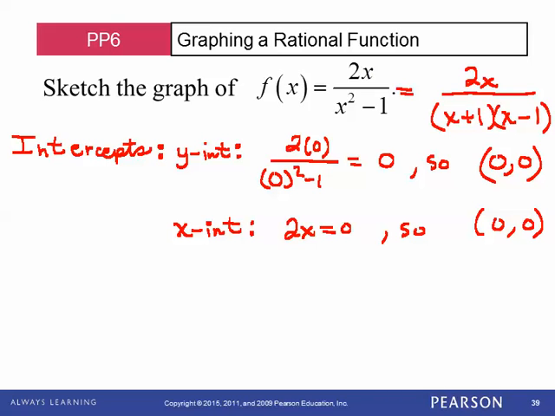Okay, intercepts are good. Let's go with vertical asymptotes or horizontal asymptotes. So any vertical asymptotes here?